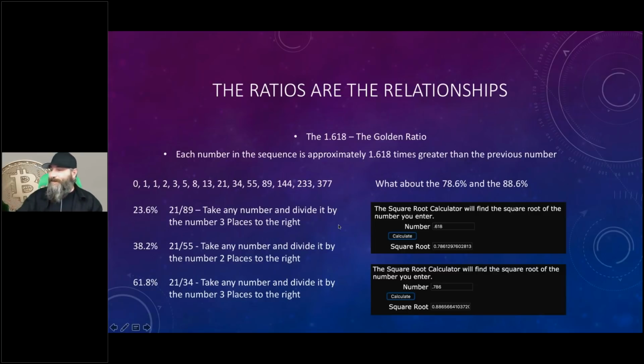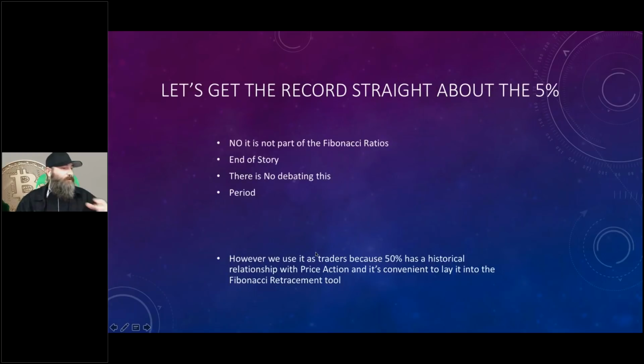Now, to get the 786 and the 886, we end up taking the square root of the 0.618. We get the 786, and the square root of 0.786, we get the 886. So now that you understand where those numbers come from, we can move on.